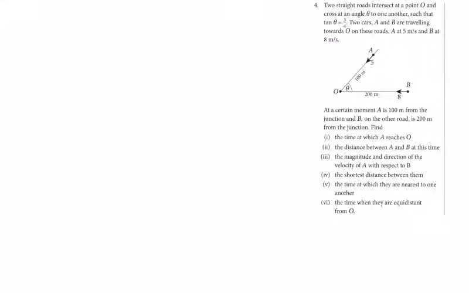So question 4c: two roads intersect, and we're given the diagram here, at a point O and cross at an angle theta such that tan theta is 3 over 4. Okay, so straight away I'll just write down sine theta. We know tan theta is 3 over 4, which leaves me with 5, so sine theta is 3 over 5.